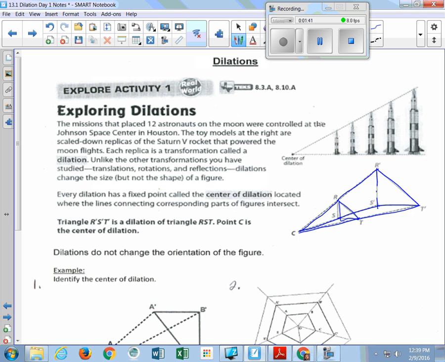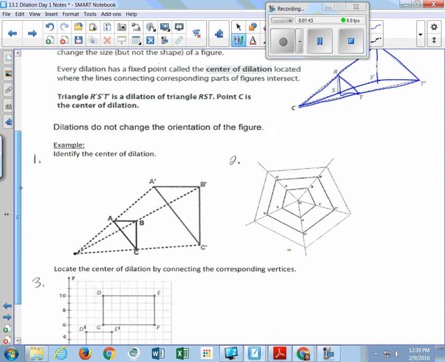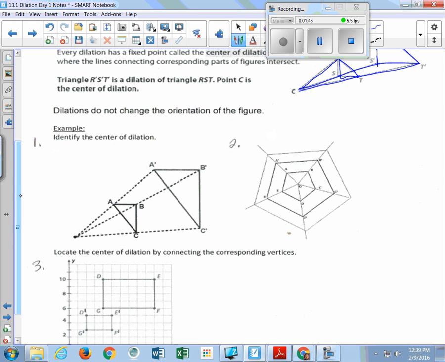Dilations do not change the orientation of the figure, so it's not going to rotate or anything. It's going to stay the same direction. So if we were going to identify the center of dilation here in example 1, we just need to follow these dotted lines down to this point. That is the center of dilation.